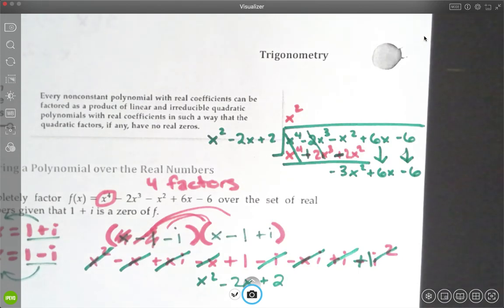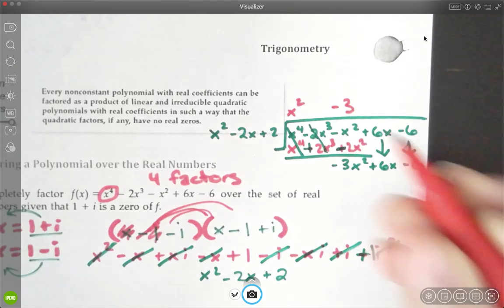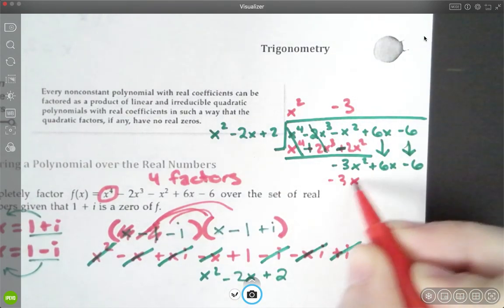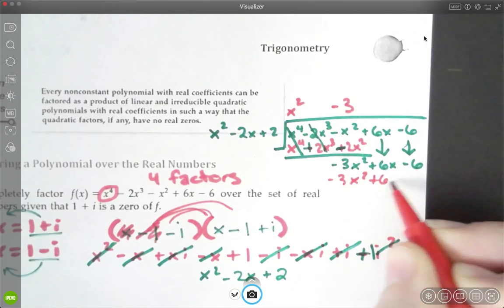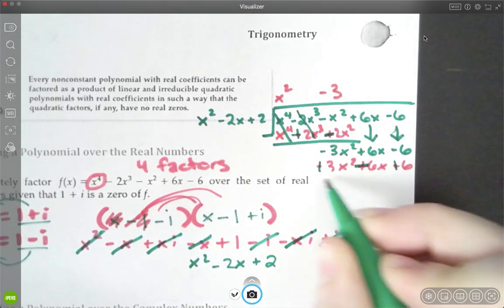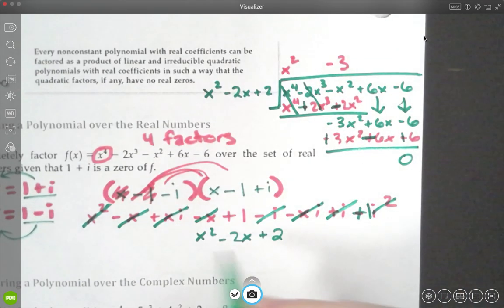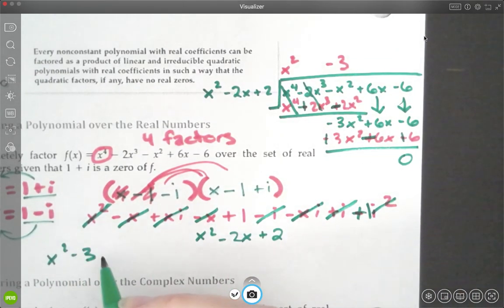This is easy. What do you have to multiply by x squared to get negative 3x squared? Negative 3. And I'm going to put the negative 3 up here. Okay? So negative 3 times x squared is negative 3x squared. Plus 6x minus 6. You can kind of already see what's going to happen here. It's going to cancel everything, right? And it should cancel everything because I knew it went in there perfectly, right? X squared minus 3. Okay? So this means that x squared minus 3 is a factor.